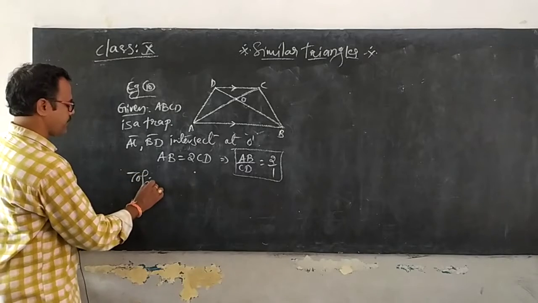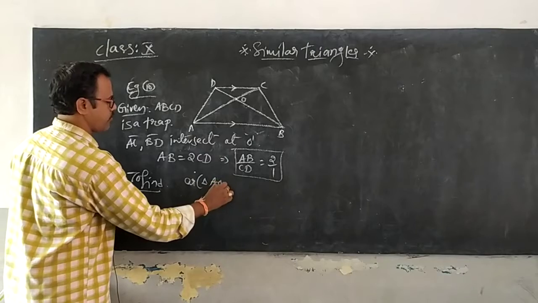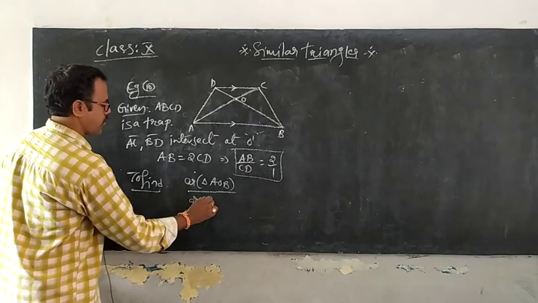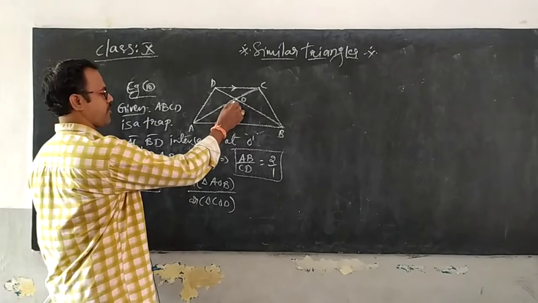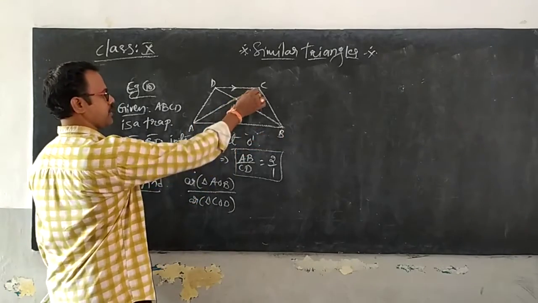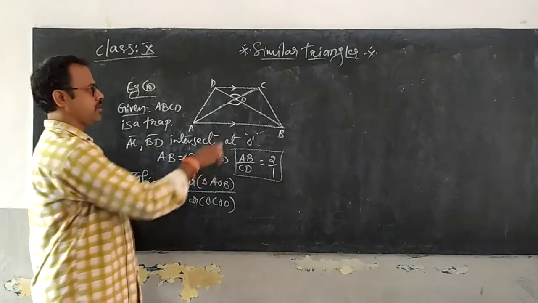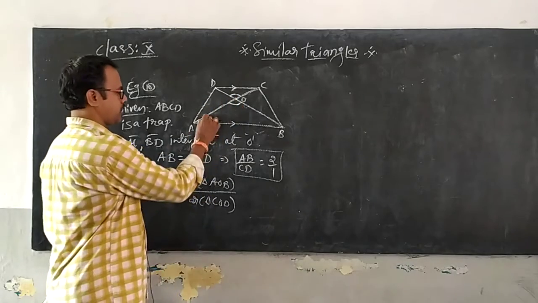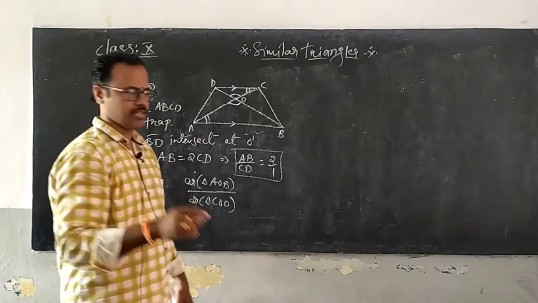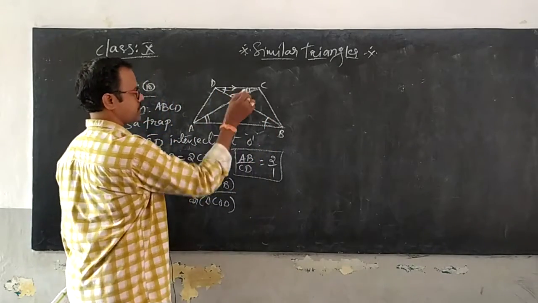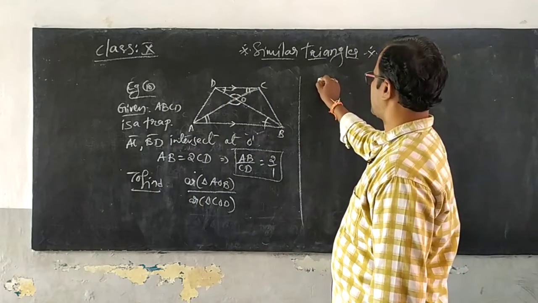Find the ratio of areas of triangle AOB. So what is to find here? Area of triangle AOB by area of triangle COD. Excellent. You have observed triangle AOB and triangle COD. Here what are these two angles called? Very good. Vertically opposite angles. What are these two angles called? Very nice. Alternate interior angles. Similarly, you can take these two also, isn't it? Alternate interior angles. So they are equal.